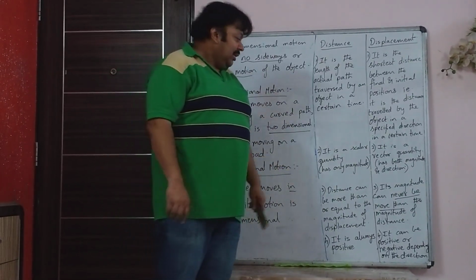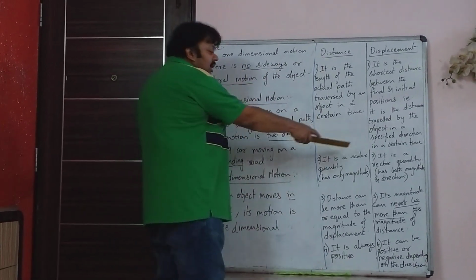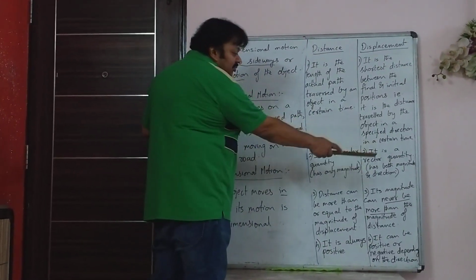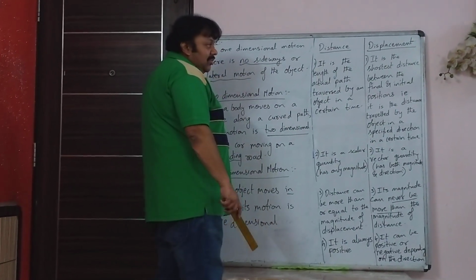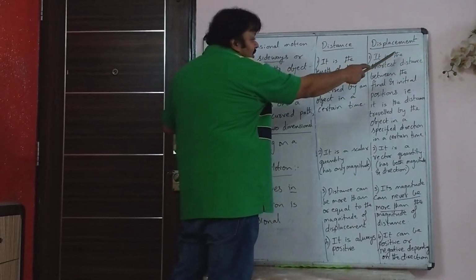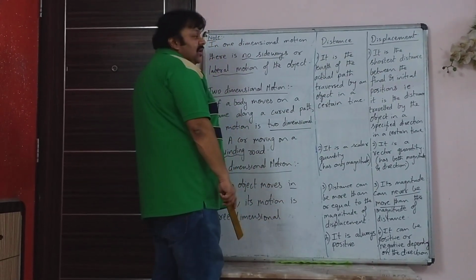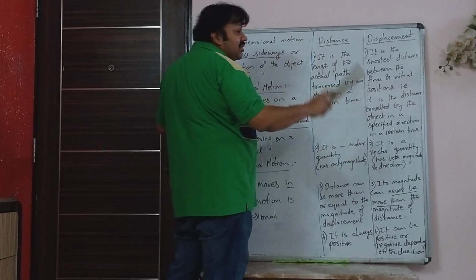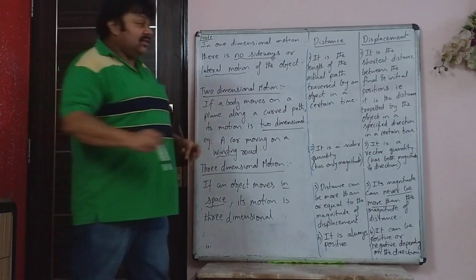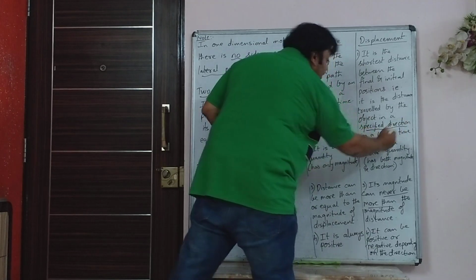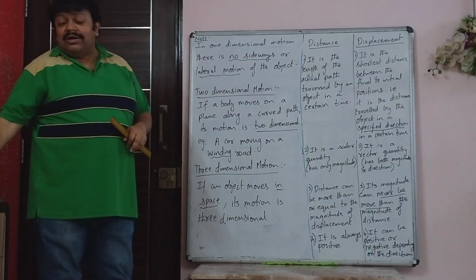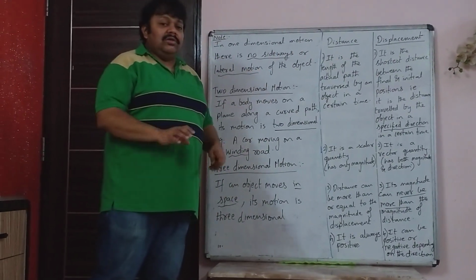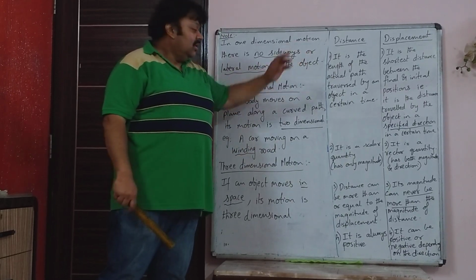So that's again one more point that is coming in. Of course, distance is a scalar quantity and displacement is a vector quantity, that is already mentioned. In case of displacement, we will say it's the shortest distance between the final and initial positions. That is, it is the distance travelled by the object in a specified direction. So in this case, the direction is taken into account. So this phrase is important: in a specified direction. Distance travelled in a specified direction is called displacement. The distance travelled, the actual travel path, is distance.